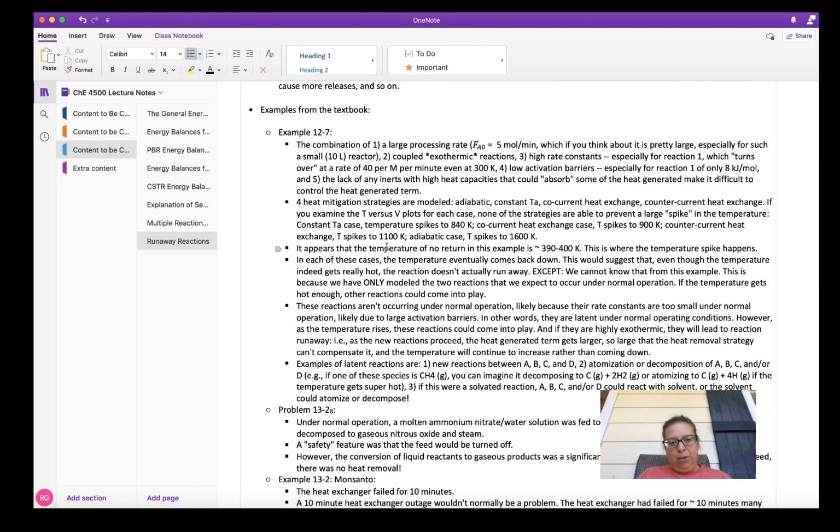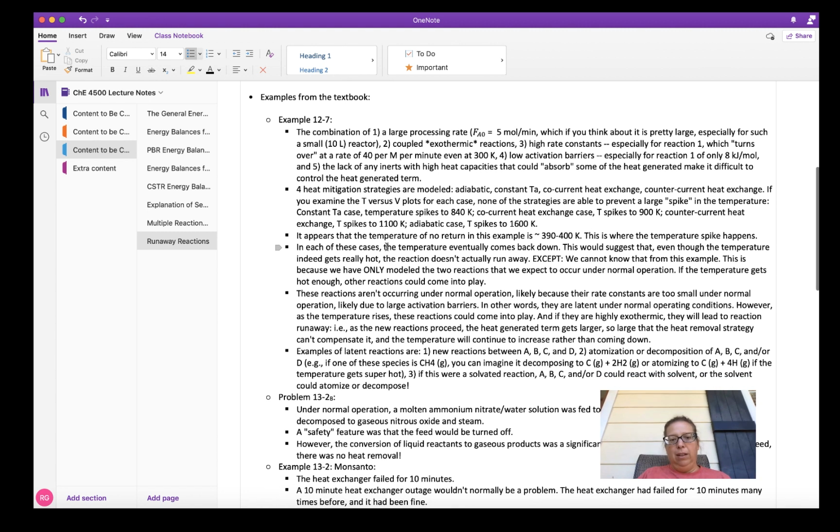There's several examples of runaway reactions in the textbook, so these are listed here. I'll let you read through those in detail. Basically what's going on, and I'll give you some highlights. So this example 12.7 is a PFR. There's several features that cause the reaction to look like it's running away. Basically what happens is the temperature spikes, and it doesn't matter which heat mitigation strategy is employed. We can't prevent the temperature in the reactor from spiking to at minimum 840 Kelvin, which is really hot.